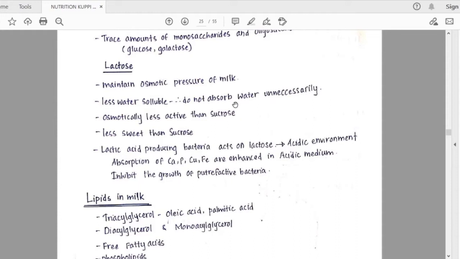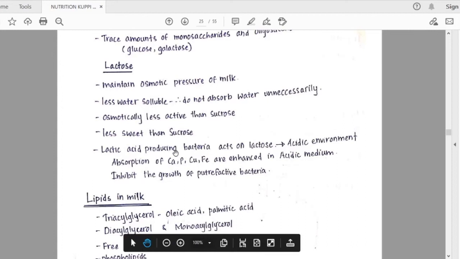Lactic acid producing bacteria act on lactose and produce an acidic environment. Now we know that any sugar has an osmotic pressure. So in the mammary glands, the lactose within creates an osmotic pressure, so it can absorb water from the surrounding interstitial tissue to produce the water content of the breast milk.